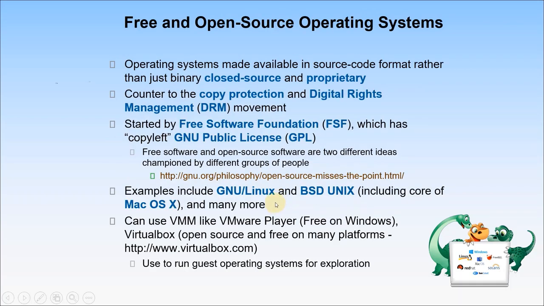How about free and open-source operating systems? These are operating systems made available in free source code format rather than just binary, closed source, and proprietary like Windows. This is counter to the copyright protection and digital rights management movement. It was started by the Free Software Foundation, which has the copyleft GNU Public License, or GPL. Free software and open-source software are two different ideas championed by different groups of people. Examples include GNU/Linux and BSD Unix, including the core of Mac OS X, and many more.